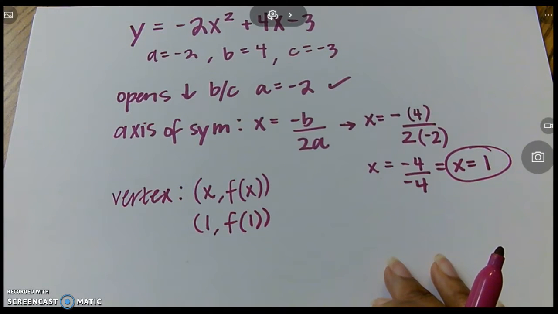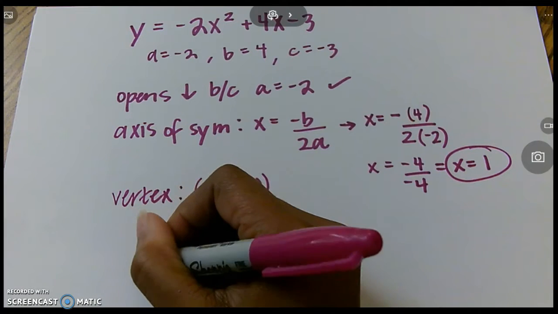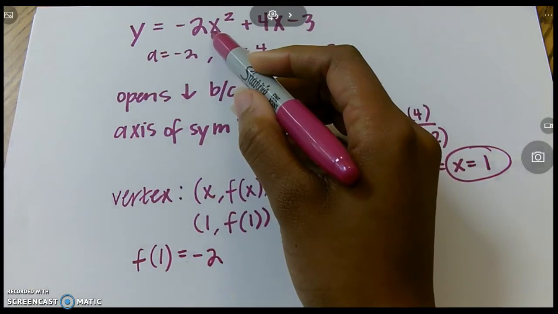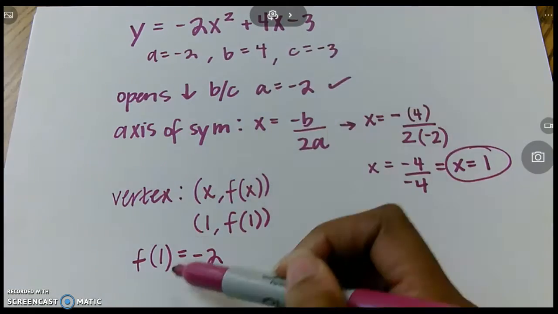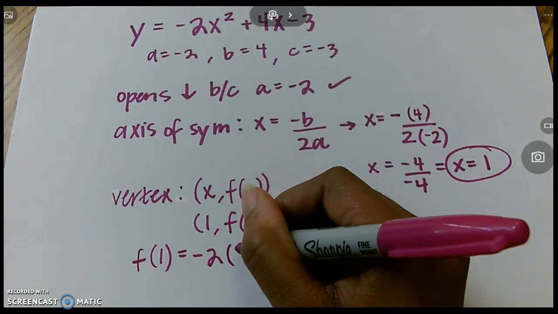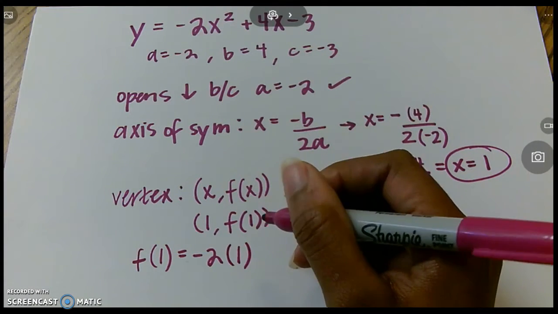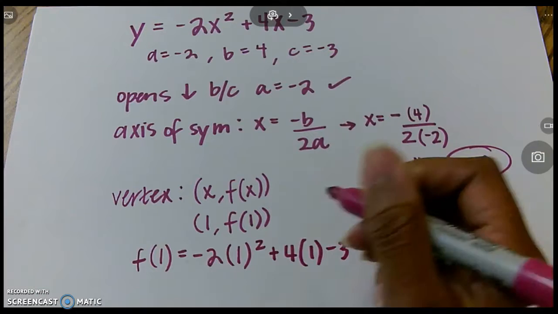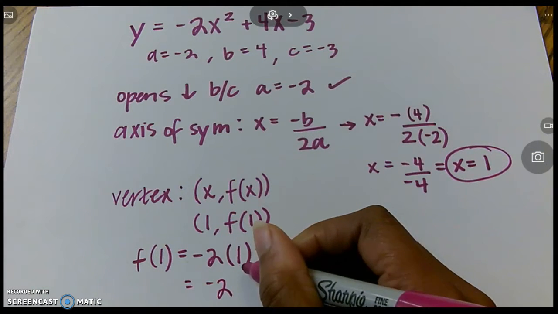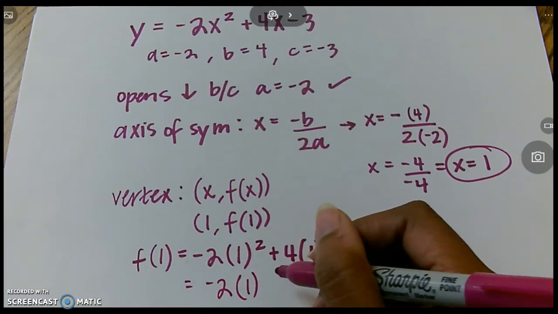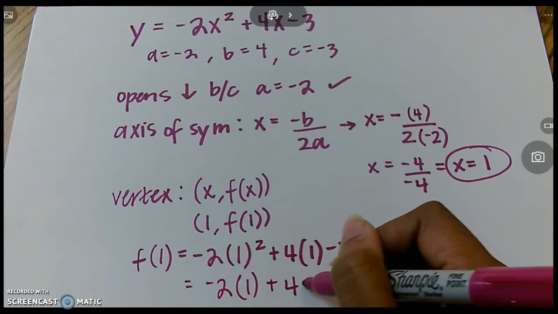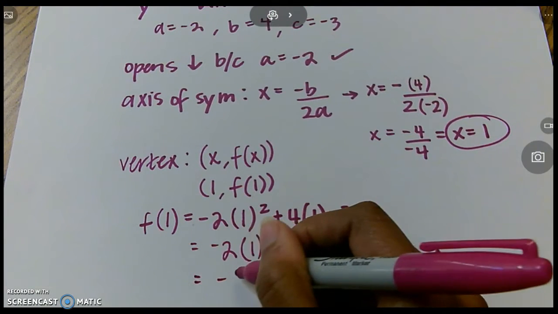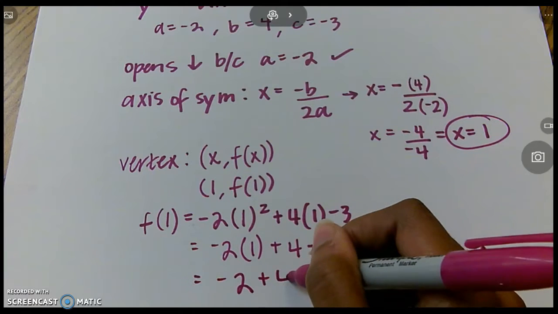To find out f of 1, we're going to have to substitute it back into the function that we started with. F of 1 equals negative 2 times 1 squared plus 4 times 1 minus 3. This equals negative 2 times 1 when you're doing the exponents, plus 4 minus 3. And this reduces to negative 2 plus 4 minus 3.